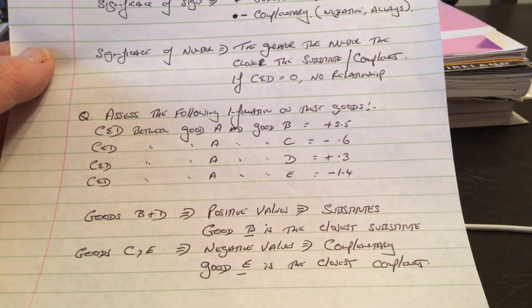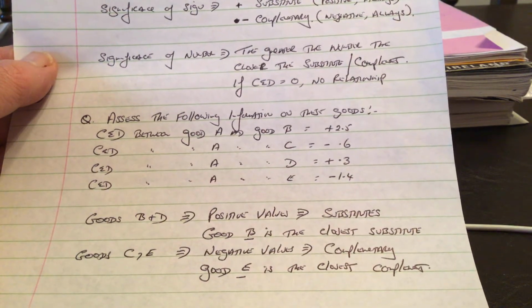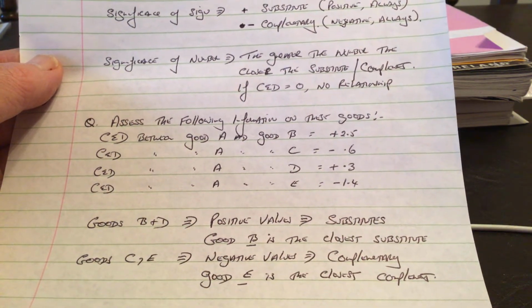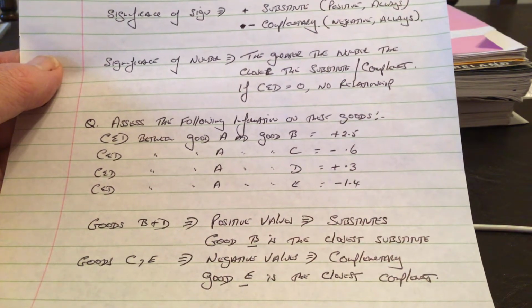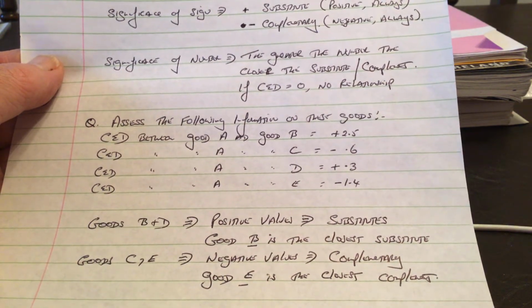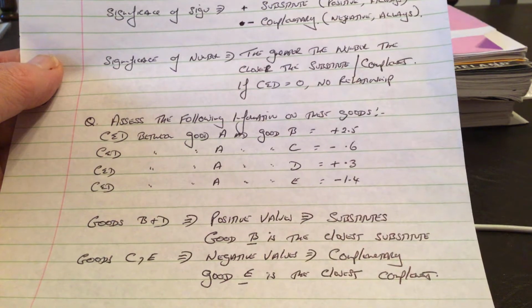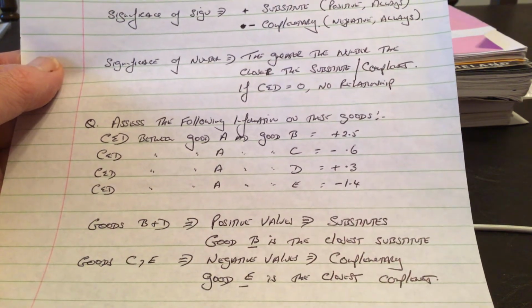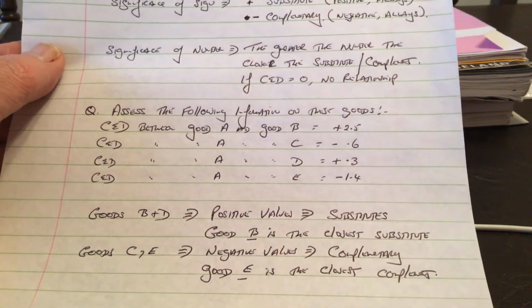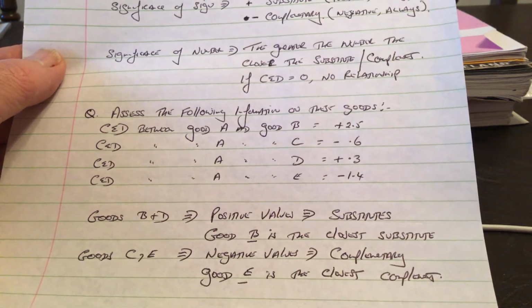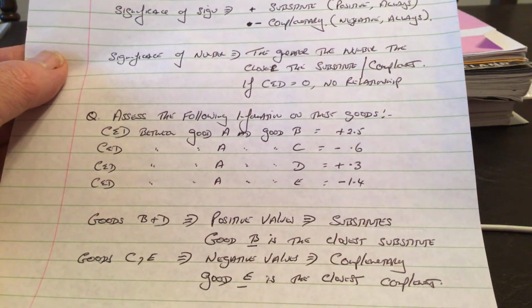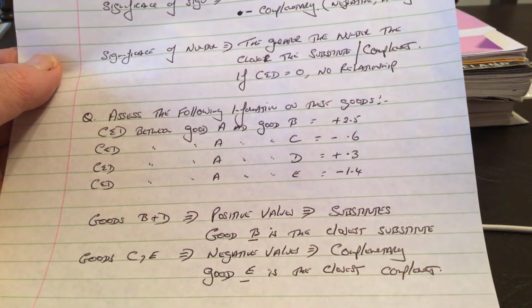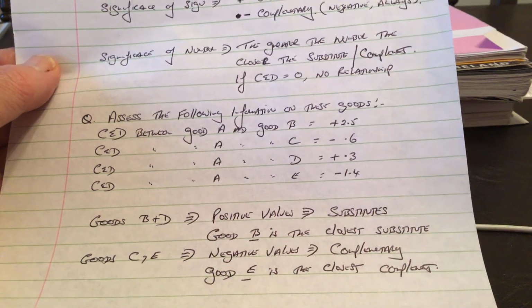Good B and D have positive values, so they're substitutes. Good B is the closest substitute because it's the biggest number. Good C and good E have negative values, so they're complementary. And good E is the closest complement. Now that particular question was worth 20 marks. Right? But you needed to know what you're talking about. So you have to get your signs and your numbers right for all three types of elasticity.